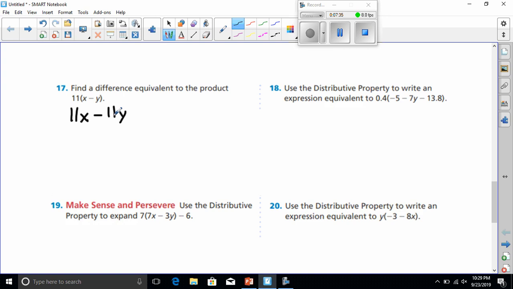Okay, now look what I have here. I have a subtraction problem. So the difference is equivalent to this product here, and I can't do any more than that.